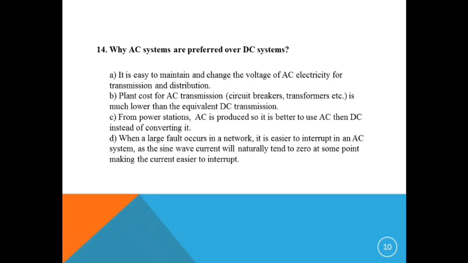When a large fault occurs in a network, it is easier to interrupt in an AC system, as the sine wave current will naturally tend to zero at some point, making the current easier to interrupt.